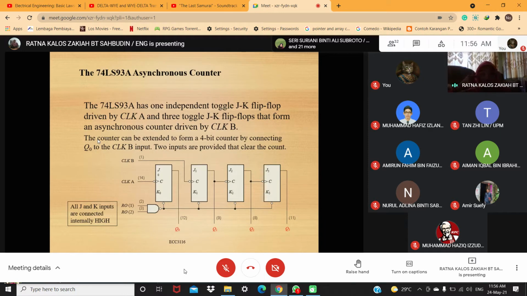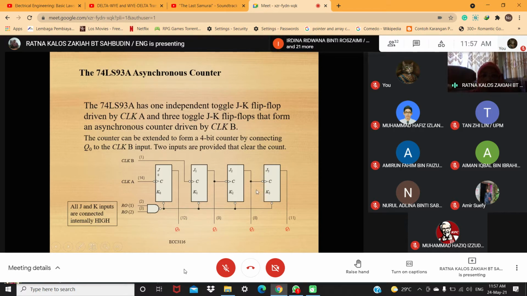Okay, now look at the 74LS93A, asynchronous counter. It has one independent toggle JK flip-flop driven by clock A, CLKA, and 3 toggle JK flip-flops that form an asynchronous counter driven by CLKB. So the counter can be extended to form a 4-bit counter by connecting Q0 to the clock B input. Okay, 2 inputs are provided that clear the count.